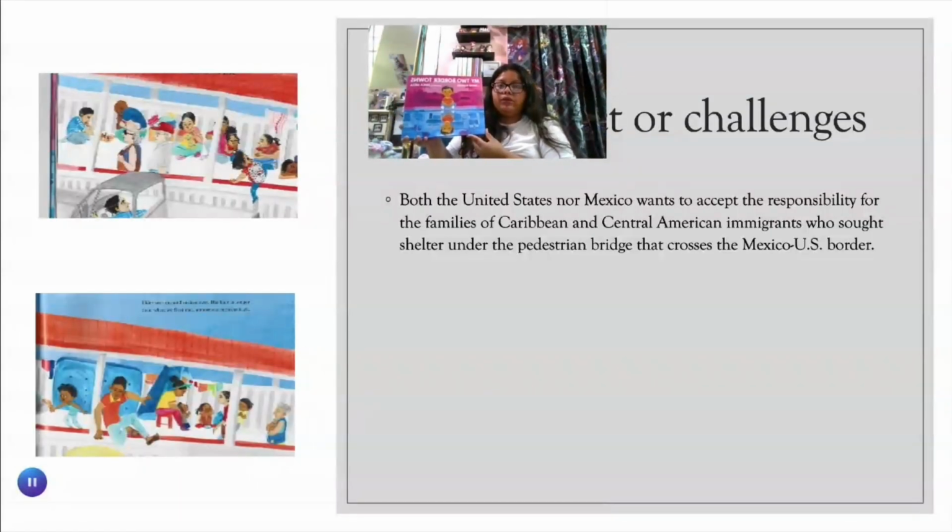Main conflict or challenges. Neither the United States nor Mexico is willing to take responsibility for the families of Caribbean and Central American immigrants who sought refuge under the pedestrian bridge spanning the Mexico-US border.